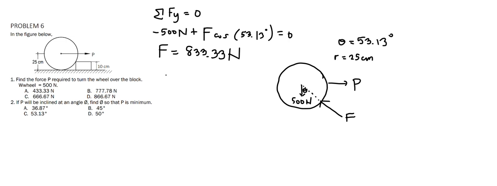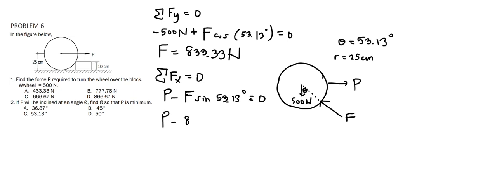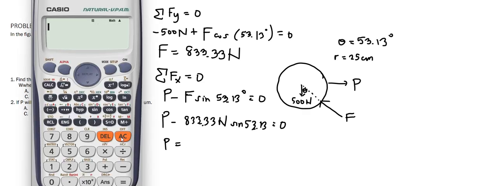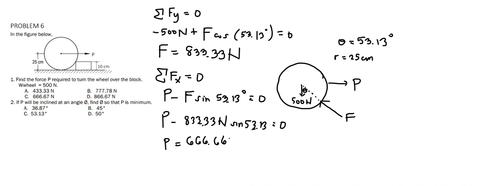And to solve for force P, we take summation of force horizontal. It is equal to P minus F sine of theta, that is 53.13 degrees, equal to 0. Since we have the value of F, we substitute it into this equation. 833.33 newtons times sine of 53.13, and we can solve for the value of P. That is 666.66 newtons. So that's the answer for the first problem.